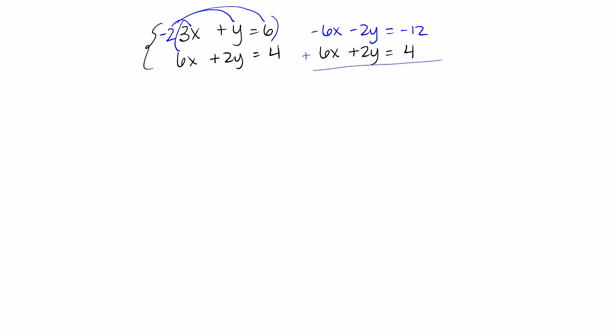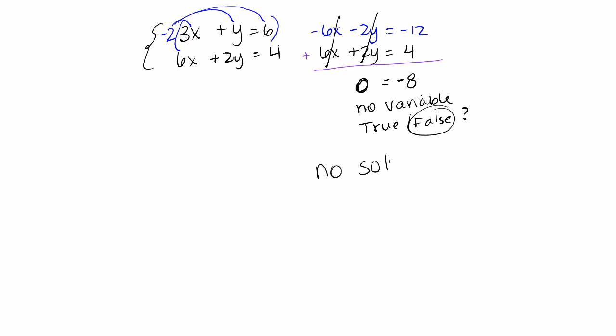So when I add these two equations together, I again eliminate the x and eliminate the y, meaning I have no variable left. But this time my constants, negative 12 plus 4, would become negative 8. So again, no variable. Is what you are left with true or false? Does 0 equal negative 8? It's false this time, which means there is no solution. And this is called an inconsistent system. Okay, so this would be our answer.